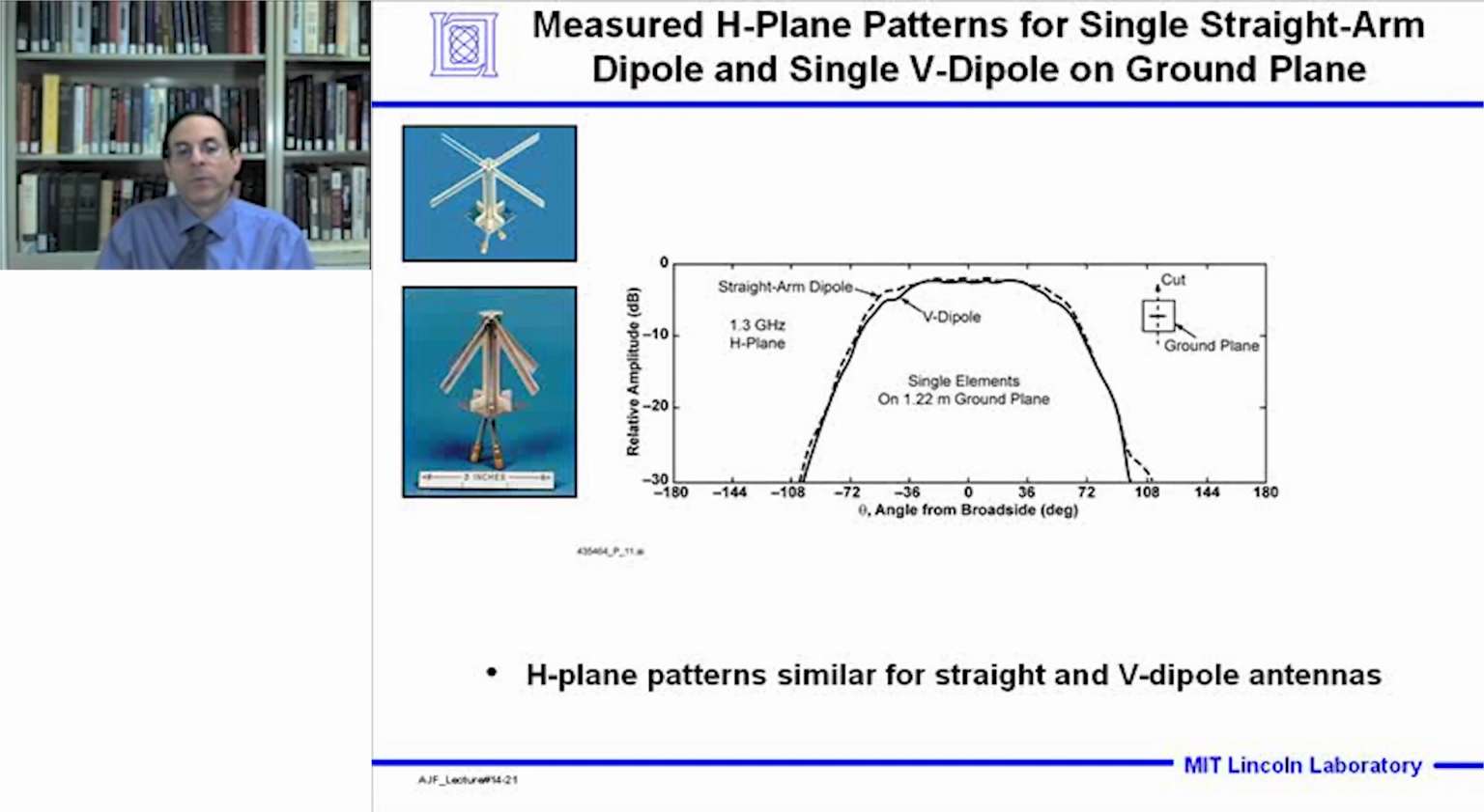Now in the H-plane, there is very little difference between the straight-arm dipole and the V-dipole. This slide shows the measured H-plane patterns for a single straight-arm dipole and a single V-dipole on the 1.22 meter square ground plane. And we see there's very little difference in the measured gain pattern for these two types of antennas. So in summary, the H-plane patterns are similar for straight and V-dipole antennas.